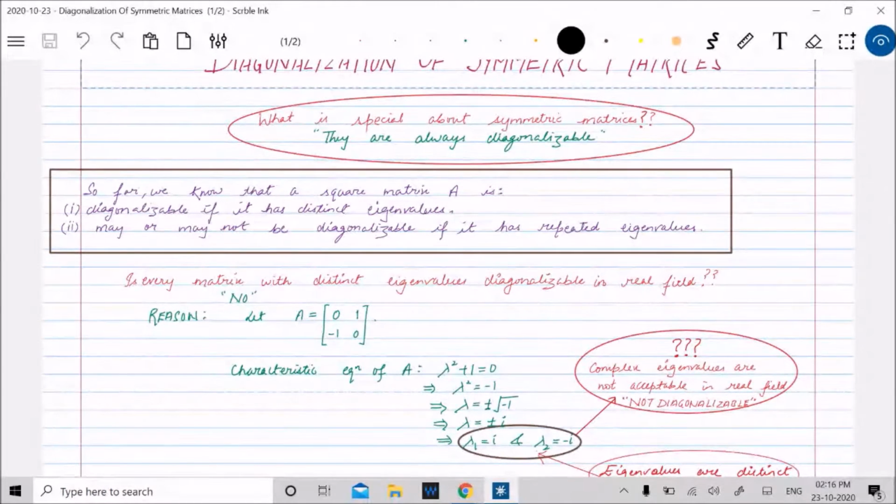So far you studied that whenever a matrix A has distinct eigenvalues, then it is always diagonalizable. You can read it here, it is the first point. A matrix having distinct eigenvalues is always diagonalizable. Second point: if a matrix has repeated eigenvalues, then it may or may not be diagonalizable. Anything can happen.